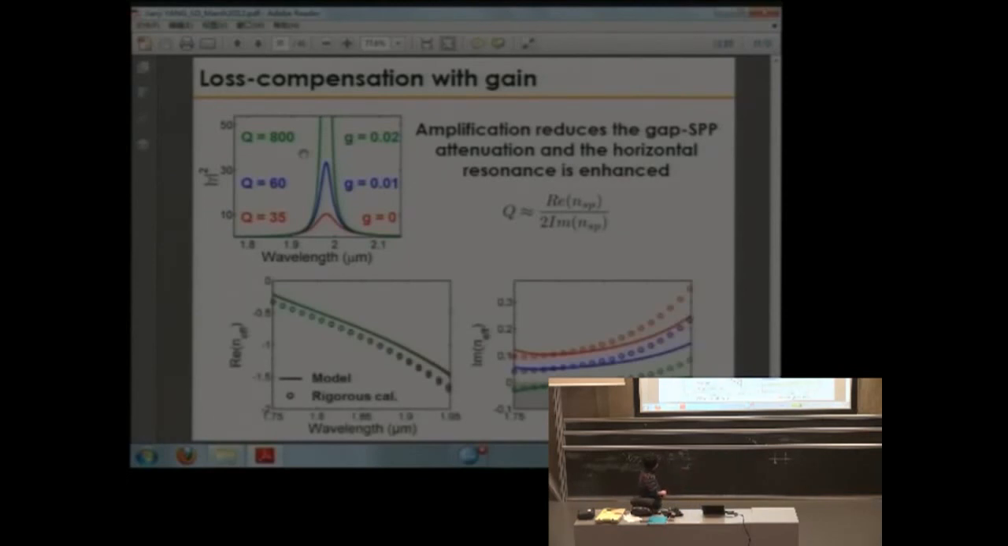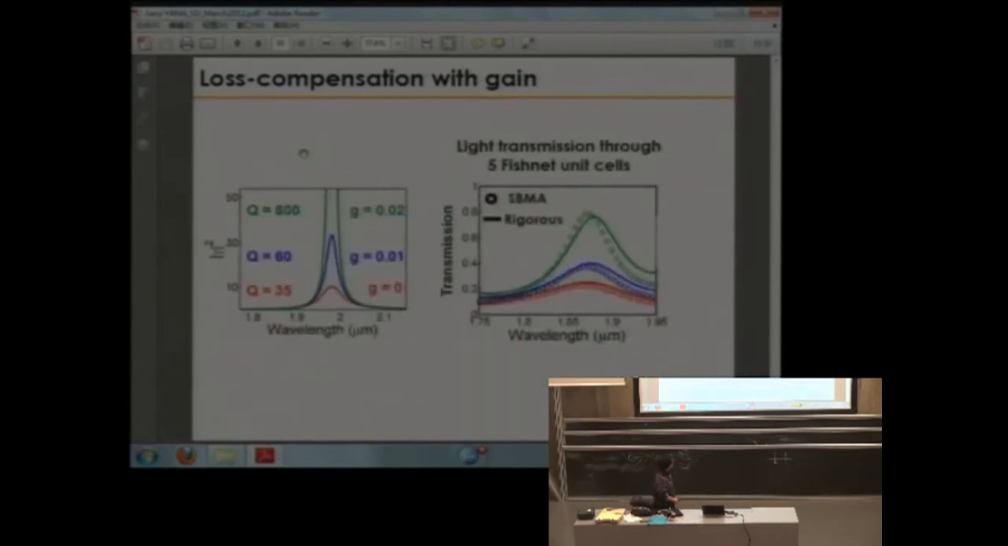Correspondingly, the real part of the effective index of fishnet stays almost unchanged. It keeps a negative value in the spectrum of interest, while the imaginary part of the effective index drops apparently when the gain increases. And this fishnet actually becomes a bit amplifying in the spectrum from 1.75 micrometers to 1.85 micrometers. Also the light transmission through the fishnet is enhanced when the gain increases from 0 to 0.02. This enhancement is about 4 times.